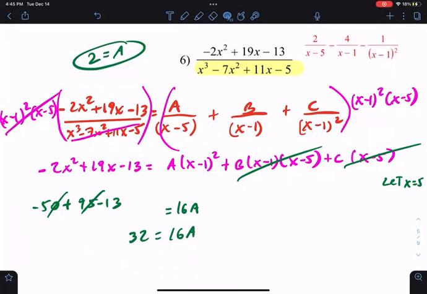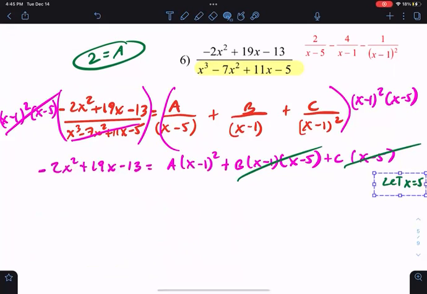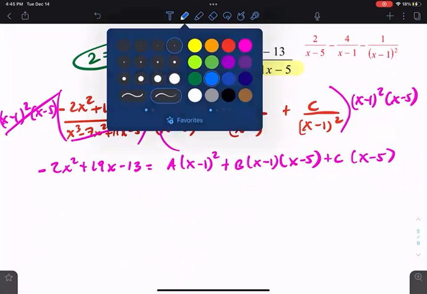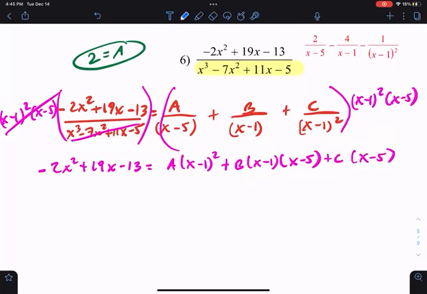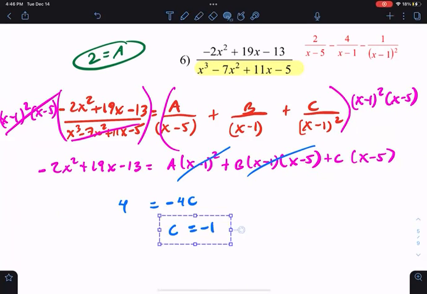Now I need to solve for B, right? I'm not going to erase everything. I'm just going to erase some of this stuff. Okay, so what else can I do? Let's see. If I put 1, right? If I put 1, this disappears, and you get negative 4C. If you put 1 here, you get negative 2. And if you put 1 here, you get 17, and 5 is 4. So C equals negative 1. Okay, so that's C. I found it.